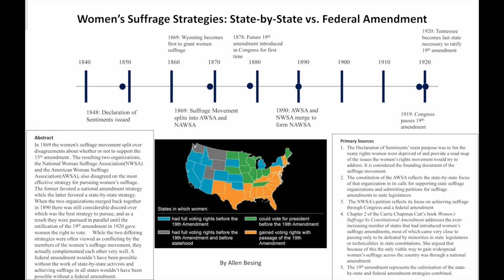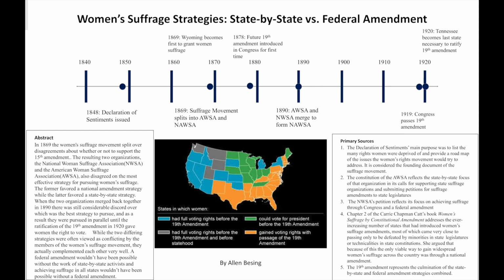And these associations also had competing strategies for how best to achieve women's suffrage. The AWSA thought that it would be best to pursue a state-by-state strategy. It'd be fastest and easiest. The NWSA thought it'd be faster and easier to pursue a federal amendment strategy for achieving women's suffrage nationwide all at once.